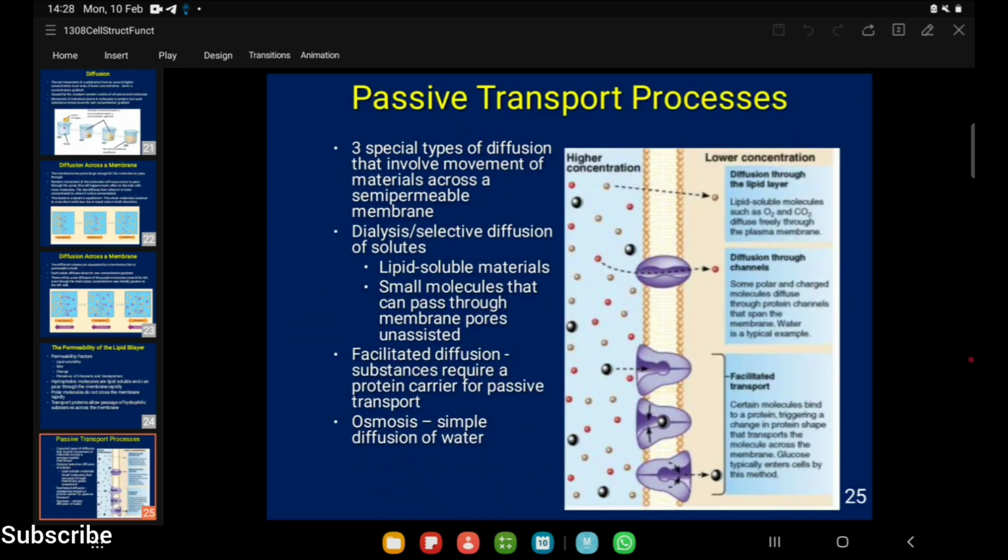Now, passive transport processes. There are three special types of diffusion that involve movement of materials across a semi-permeable membrane. They include dialysis, which is selective diffusion of solutes, facilitated diffusion, and osmosis. In dialysis, lipid soluble materials and small molecules can pass through the membrane pores unassisted. In facilitated diffusion, substances require a protein carrier for passive transport. And osmosis is simple diffusion of water.